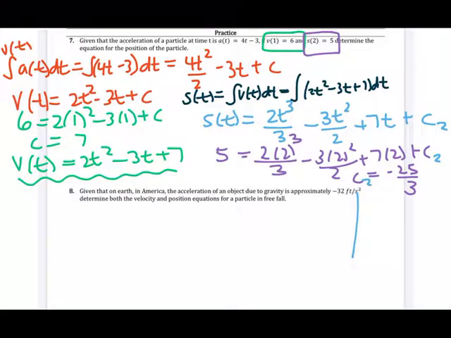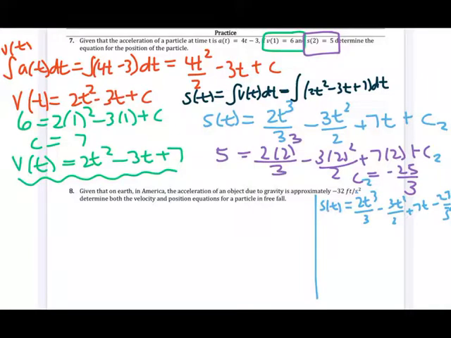So anytime, if you have 3 c's at some point in a problem, you can call them c1, c2, c3. I could call this one over here on the left c1, but I'm just going to leave it as c and call the second one c1. So the position function is going to be 2t to the third over 3 minus 3t squared over 2 plus 7t minus 25 over 3. And I apologize, that got a little scrunched and it's hard to read. 25 over 3 is that last number.